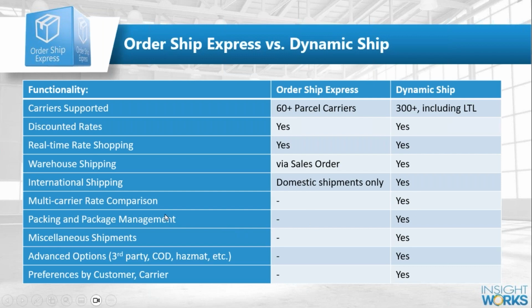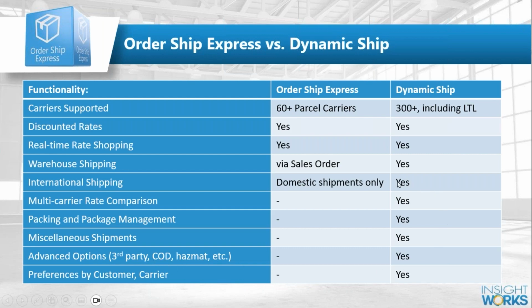Okay? And then again, this packaging and package management, usually Dynamic Ship is better if you're doing a lot of the warehouse packaging, using it in the warehouse, those sorts of things. Not that Ordership Express can't be used there, but Dynamic Ship gives us a lot more capability for managing packaging in the warehouse, pallets and boxes and LTL and hazmat and doing third-party billing.